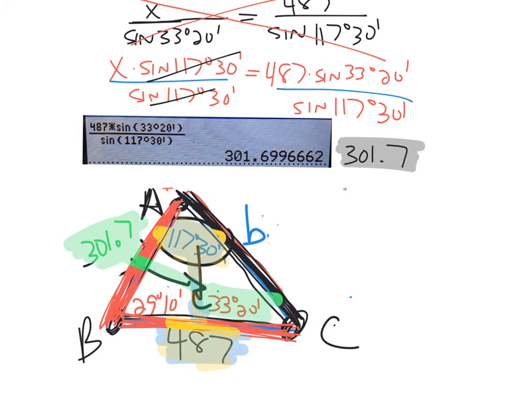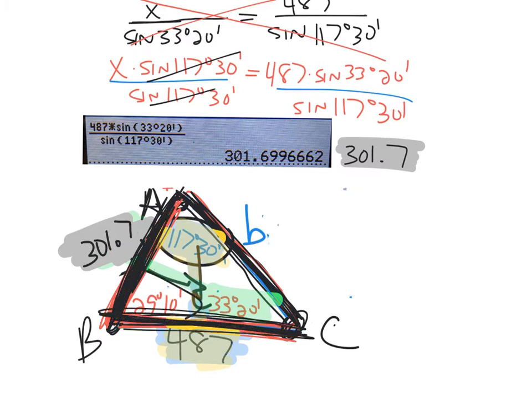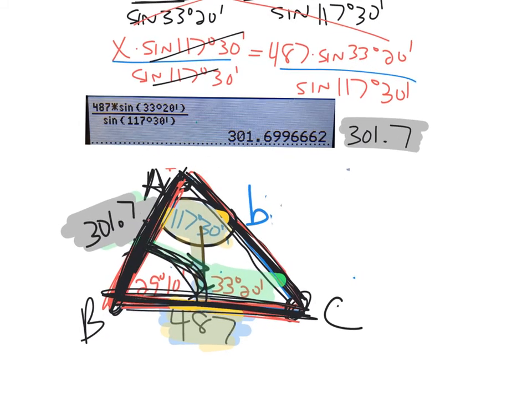So we can go about using the law of sines again, and we could even use the law of cosines, because the law of cosines says if you have two sides and the angle in between. Here we have the 301.7 and the 487, and we have the angle in between is that 29°10'. So I'm going to show you both different ways.